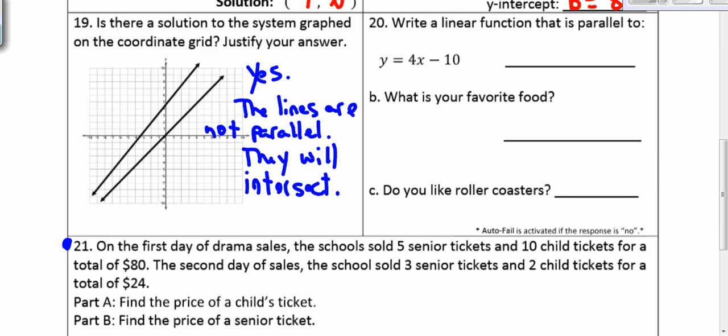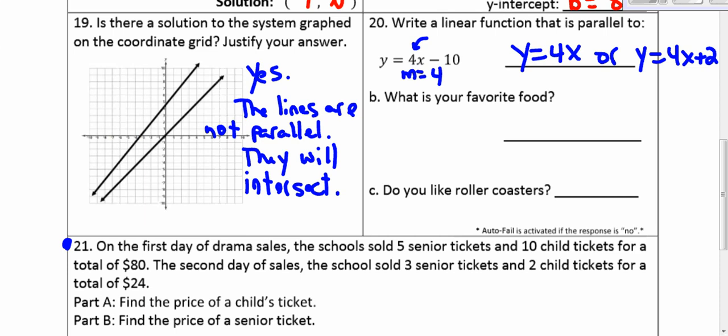Number 20, write a linear function that is parallel to y equals 4x minus 10. So the slope is 4. Remember, for lines to be parallel, parallel lines have equal slopes. So whatever you write, it has to have 4x in it. Y equals 4x, or something like y equals 4x plus 2. You cannot have the same line, y equals 4x minus 10.